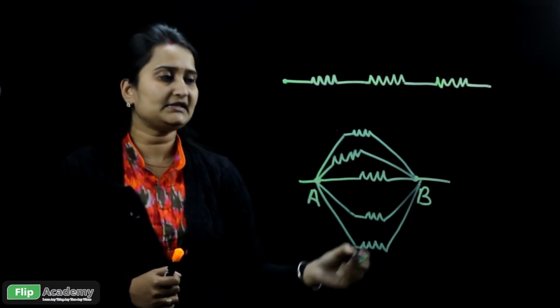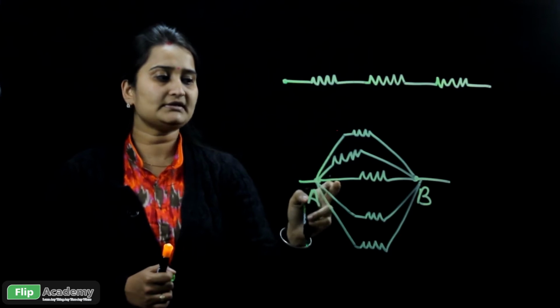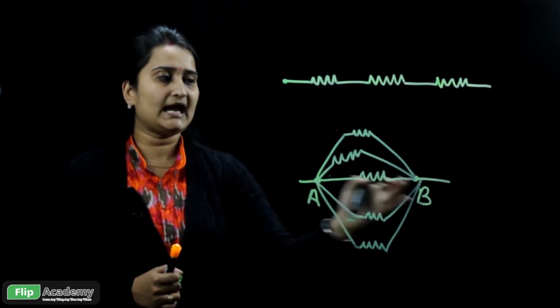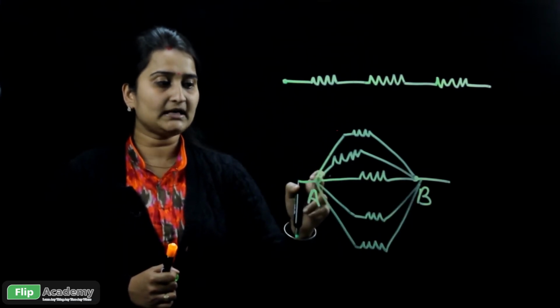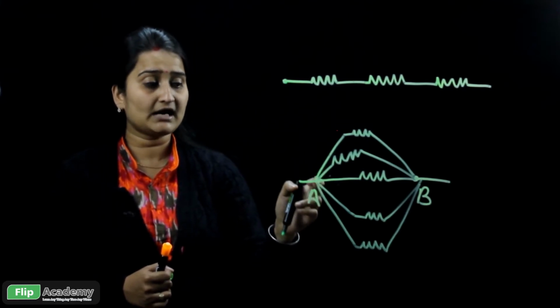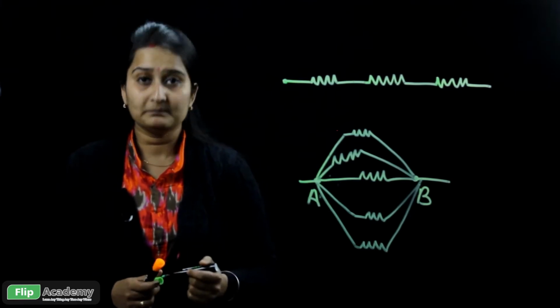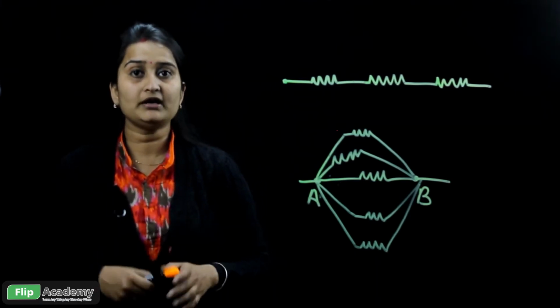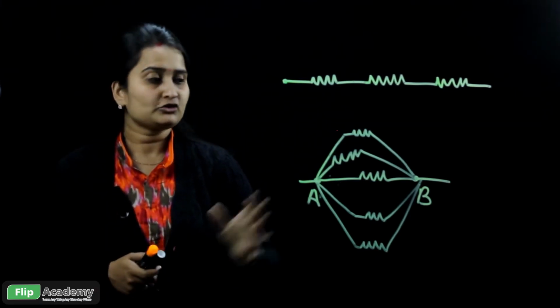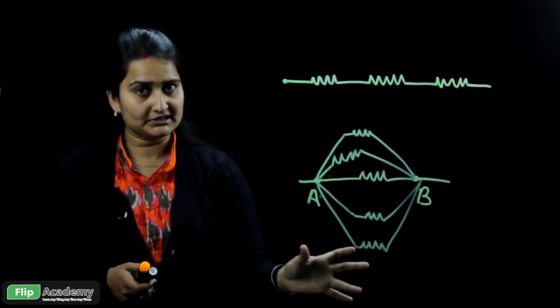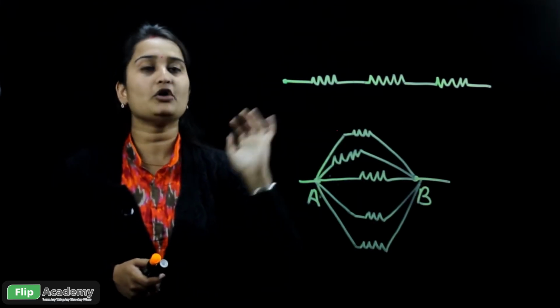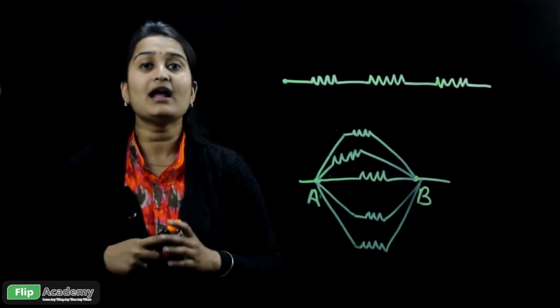What we see in this diagram is that the resistances are connected between A and B. The starting point of all resistances is A. The ending point of all resistances is B. The starting and ending points remain common. So this is how the parallel resistances are connected. This is how the series resistances are connected.